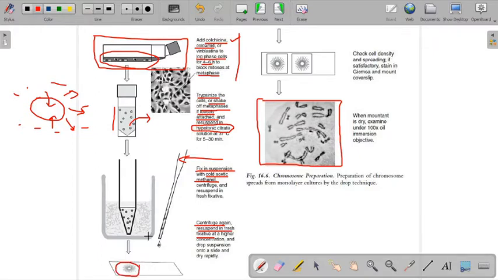Then we need to drop it from a height about 3 meters away from the slide, because once you drop that drop of suspension, the cell bursts open when it collides with the surface of the slide. Then immediately the cell spreads up. Once the spreading is done and it is satisfactory, we immediately dry it on a hot plate at 60 degrees centigrade so that the drop is completely dried up.